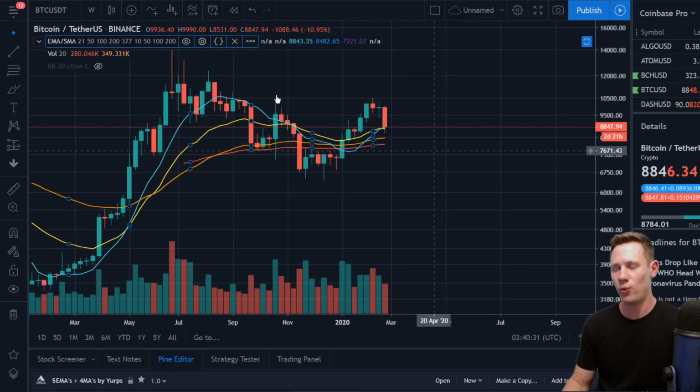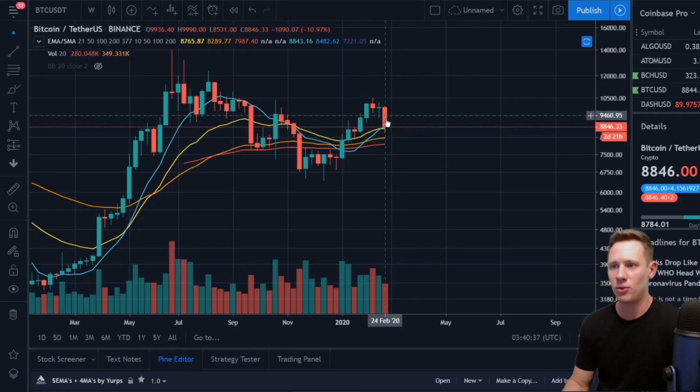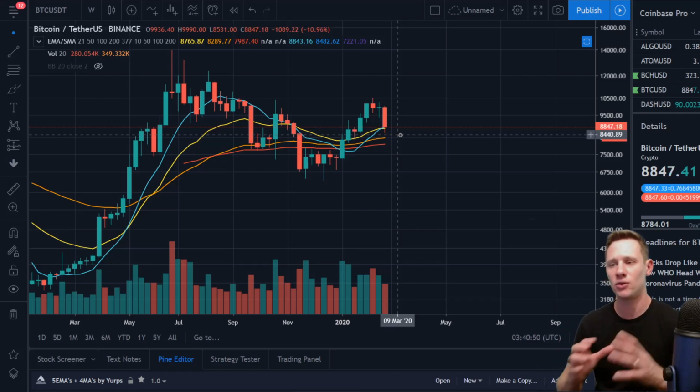And if you look at the weekly, you can see how we're above the weekly 21 EMA. Something that I look for is a candle body close above or below. So that's the body here. This is the wick. Wicks do not count. Wicks can fake you out. So you have to wait for the actual candle close.